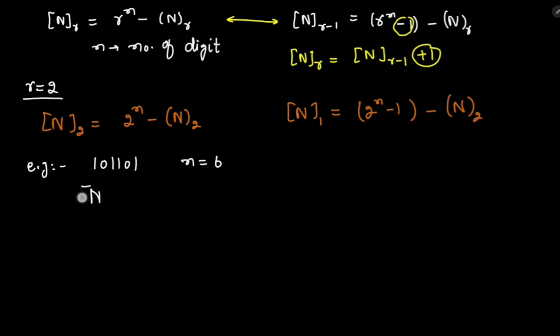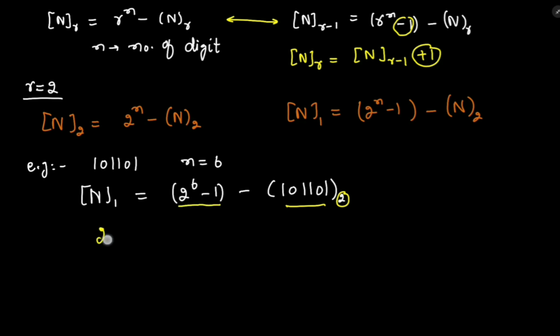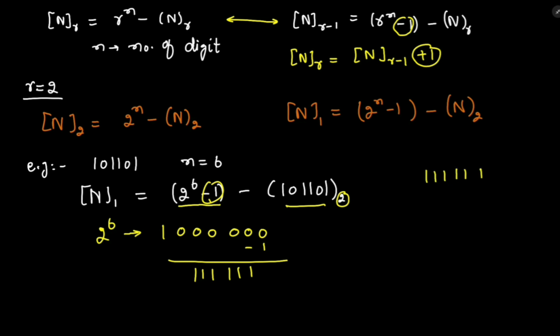Therefore, the 1's complement of this binary number will be equal to 2 raised to the power 6 minus 1 minus this binary number. The second term is in the binary number system, and the first term has to be in the binary system as well to do the subtraction. Now 2 raised to the power 6 will be equal to 1 followed by 6 zeros in the binary number system, and we subtract 1 to get the first term. So this will yield 6 ones. To find the 1's complement, we have to subtract the given number.